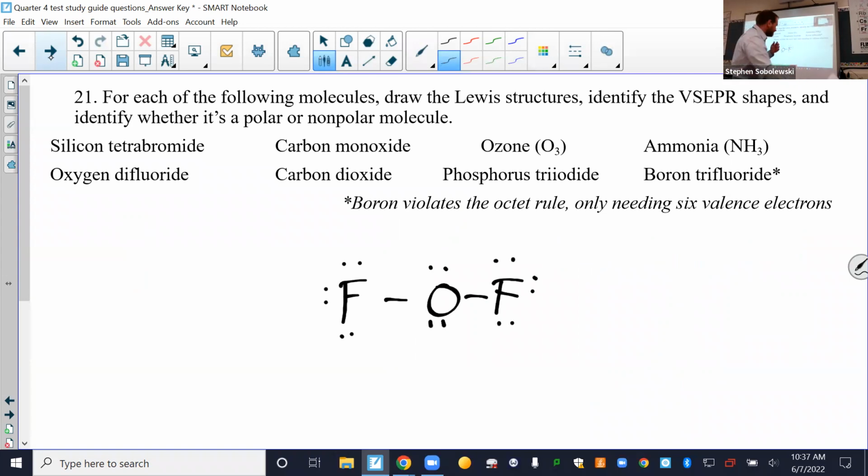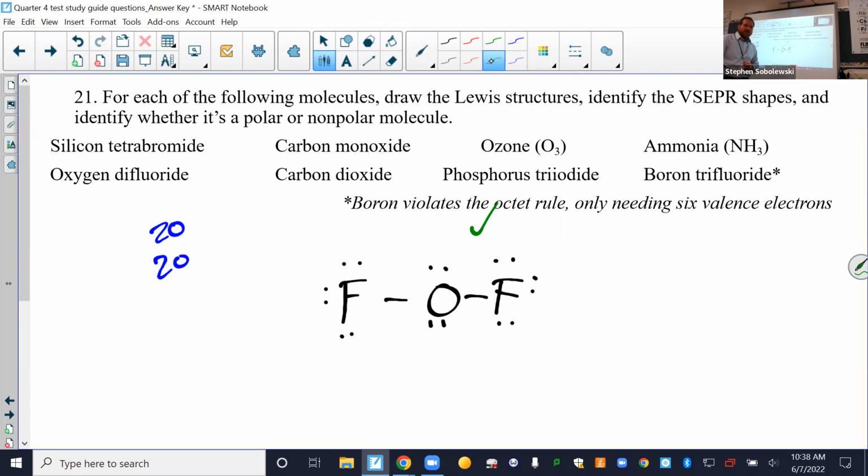Okay, let's count them up. 2, 4, 6, 8, 10, 12, 14, 16, 18, 20 electrons in my model, my Lewis structure. And now I'm going to add up the elements from the periodic table. Oxygen is 6. 2 fluorines is 7 and 7, which is 14. 6 and 14 is 20. And we're good again. That's the Lewis structure.